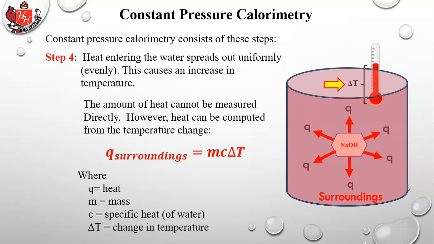And there are the variables. Q is heat, m is the mass of the surroundings, c is the specific heat of water, which we're using as an approximation for the specific heat of the solution, and delta T is the change in temperature, how much the temperature increased or decreased. In this case, it increased.